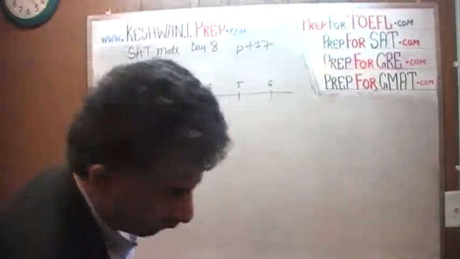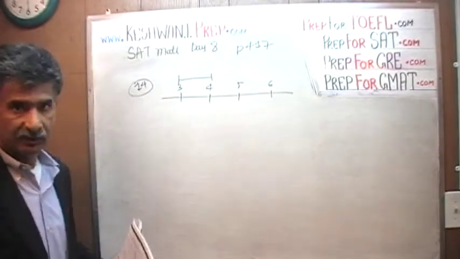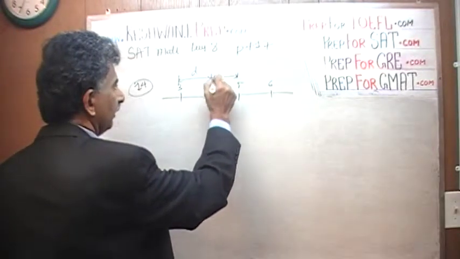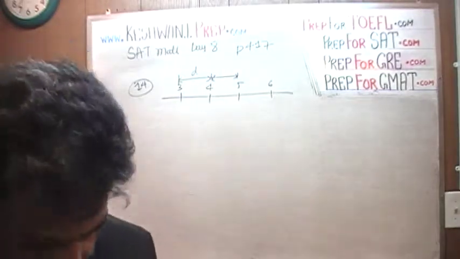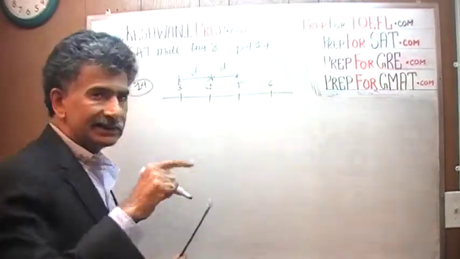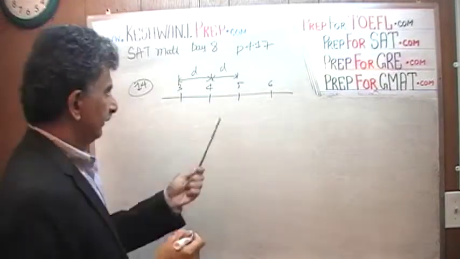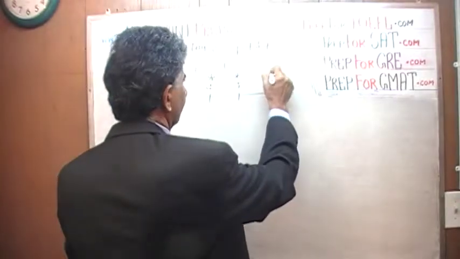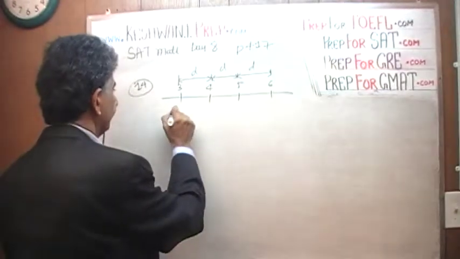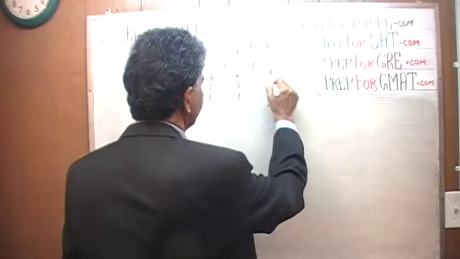What they're telling us is that the difference between the 3rd term and the 4th term is some constant number. Let's call that difference D. That difference is the same as the difference between the 5th term and the 4th term. If you take any consecutive terms and subtract one from the other, that difference is going to be the same. Similarly from 5 to 6. We are told that the 3rd term is 17 and the 6th term is 77.